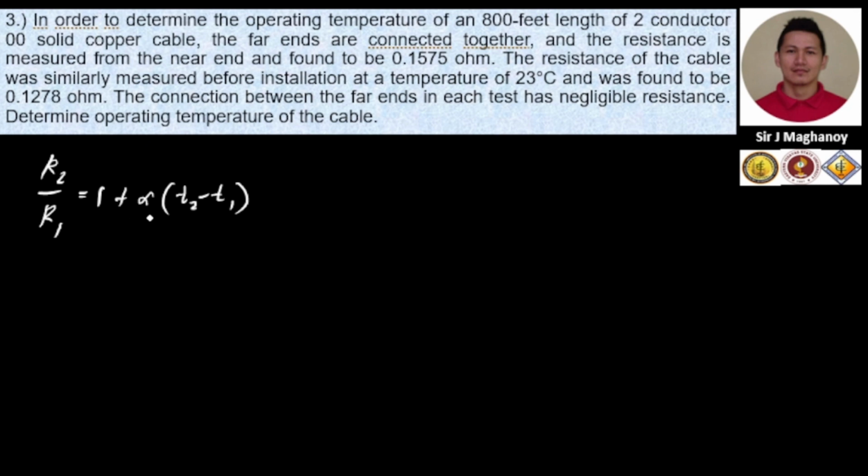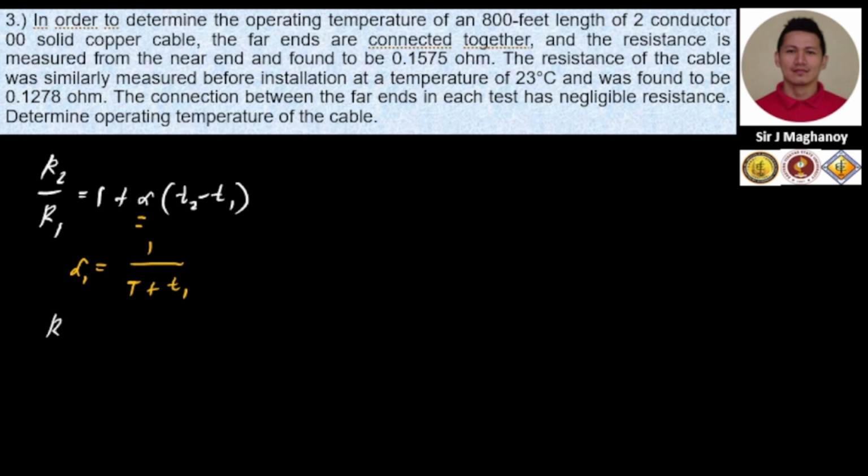Now, we all know that your temperature coefficient is equal to 1 over the inferred temperature of the material plus your initial temperature. Okay, so this is your initial temperature. If you're going to use the temperature coefficient directly in your formula, your final formula will look like this.